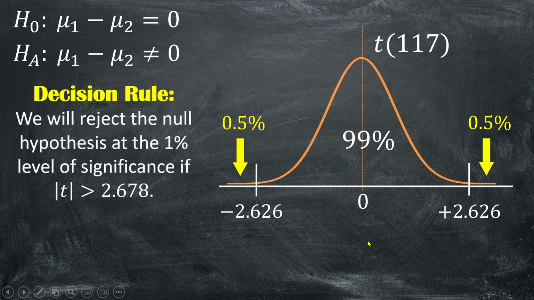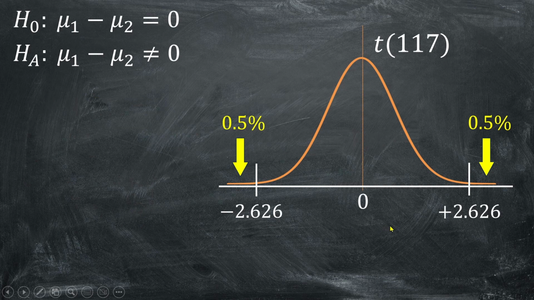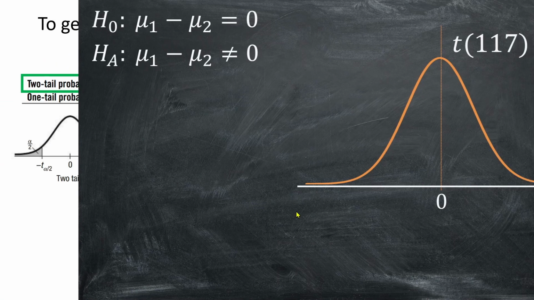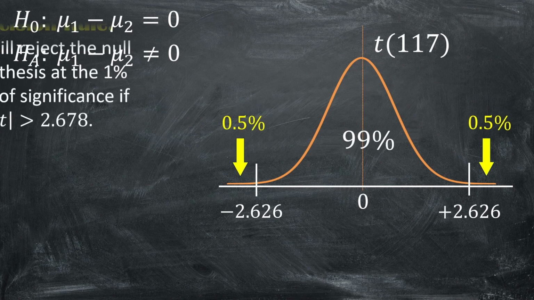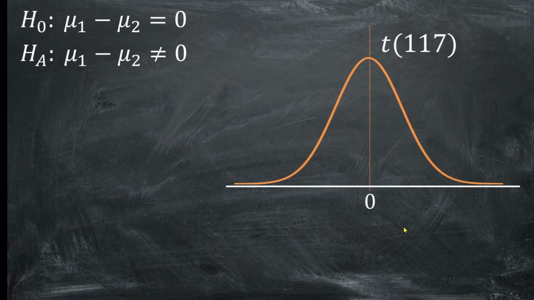And so here now our decision rule is we will reject the null hypothesis at the 1% level of significance if the absolute value of our test statistic is greater than this critical value. I can see, looks like I have the wrong number there. Let me just go back for a second and check. 2.626, okay. So I'm going to have to fix that. Let's go here. This should have said 2.626. Great.